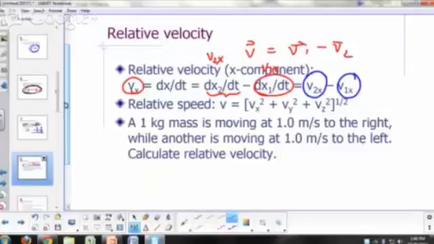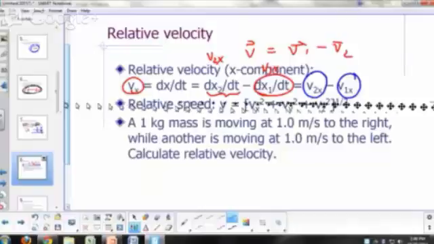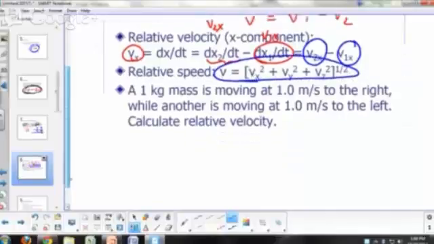And then your relative speed, the speed at which the distance between the two particles is changing, would just be, just like any other vector, the magnitude of the vector: the sum of the squares of the components, and then you take the square root. So this is the relative speed. Let's illustrate that with this example right here.